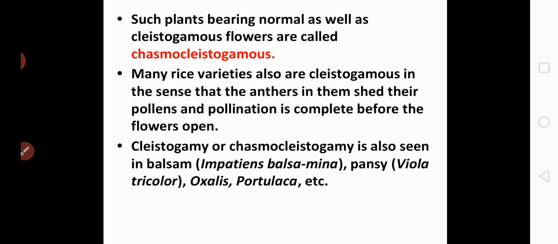Many rice varieties also are cleistogamous in the sense that the anthers shed their pollens and pollination is complete before the flowers open. Cleistogamy or chasmocleistogamy is also seen in balsam plant and also in pansy, oxalis, etc.